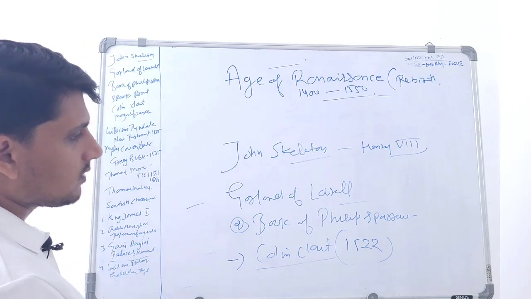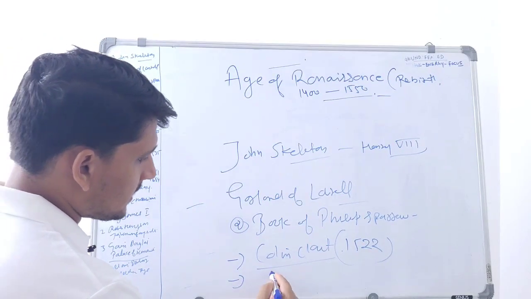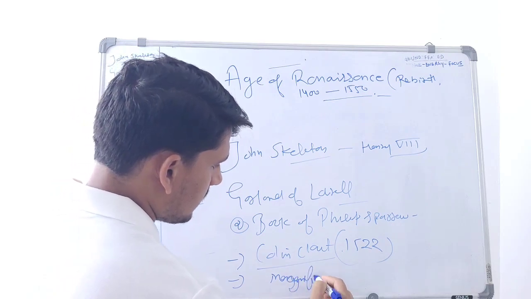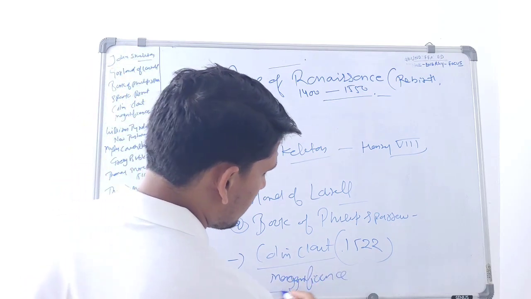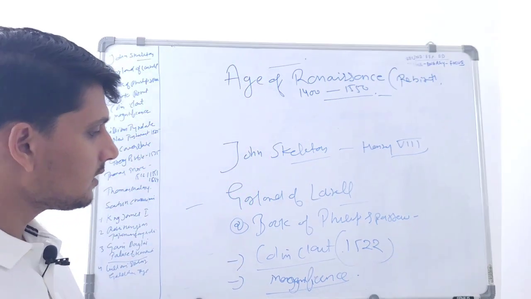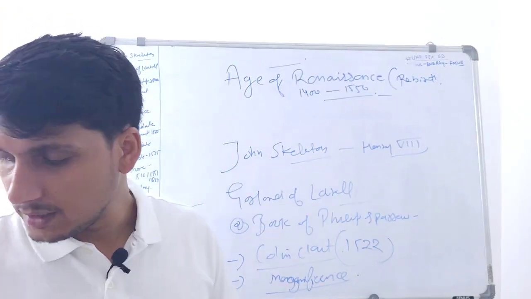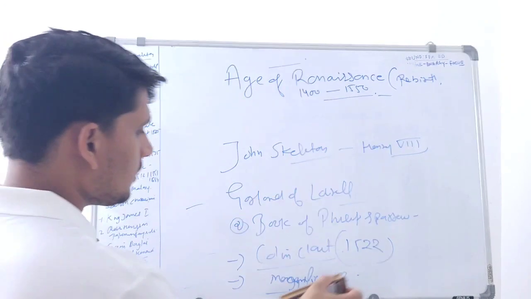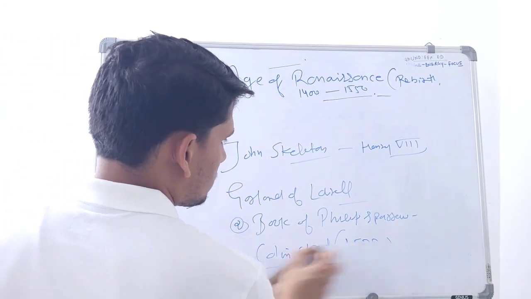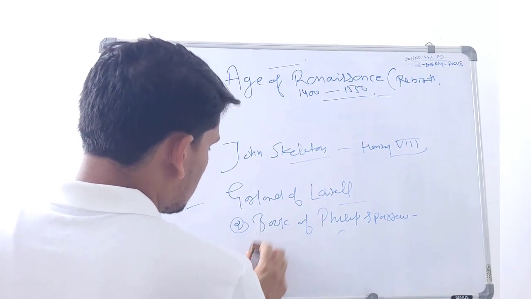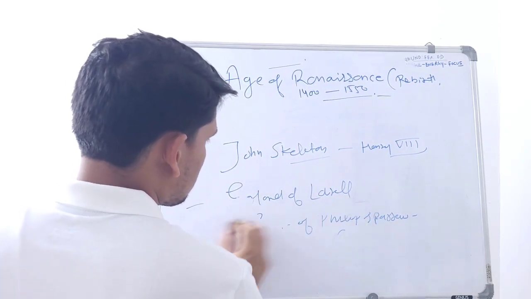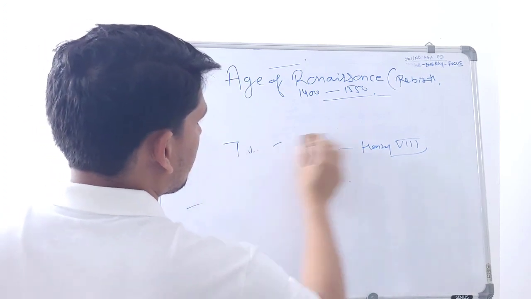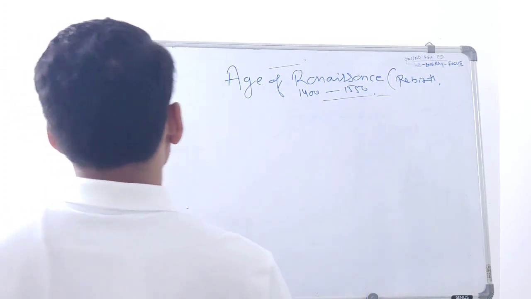And then we have Magnificence. This is one of the morality plays written by John Skelton, right? So make sure you write these plays down. There were 3 plays, and out of these 3 plays, only one of his plays survived. This is the morality play Magnificence, right?